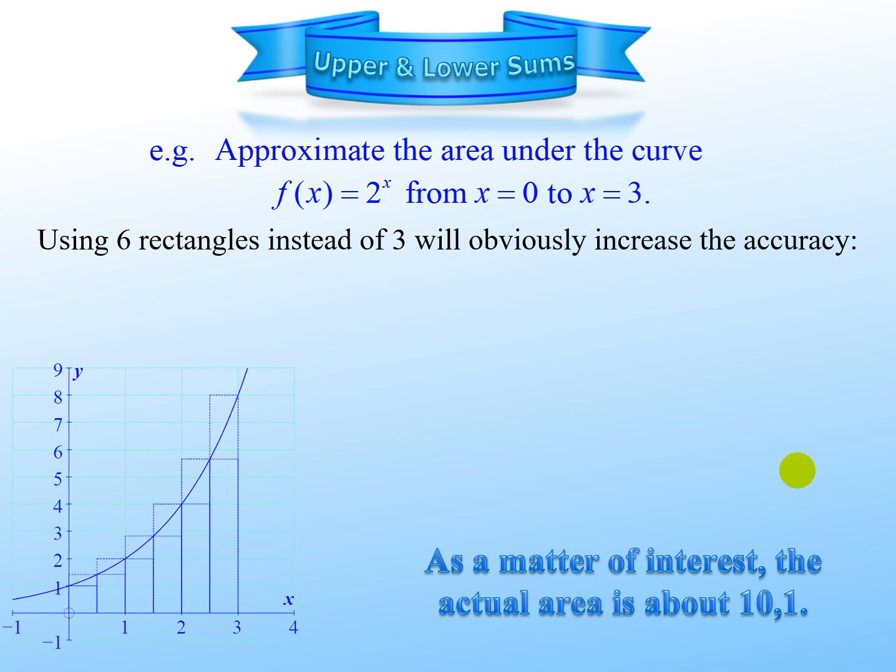If we use 6 rectangles instead of 3, we'll increase the accuracy because we have far less lost area now or gained area there. So we could do left bound where it's f of 0, then f of half, then f of 1, then f of 1.5, etc. And the right bound where we start at f of half, and then f of 1, f of 1.5, etc.